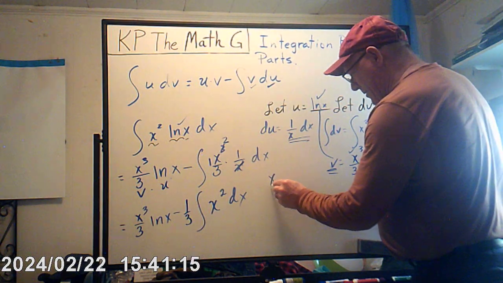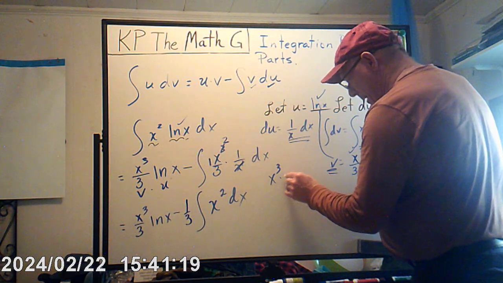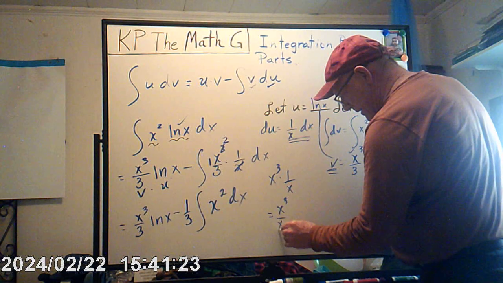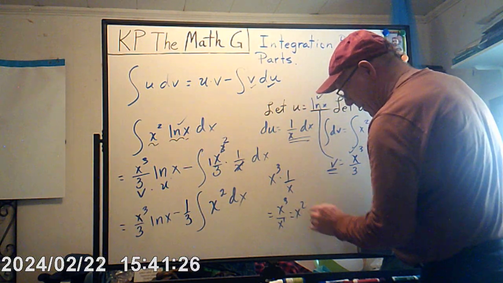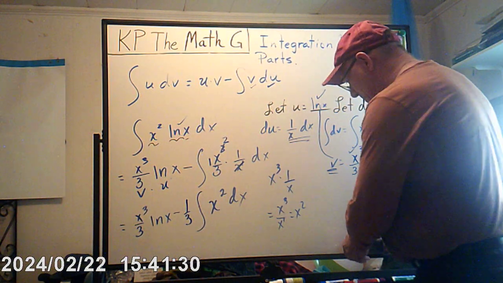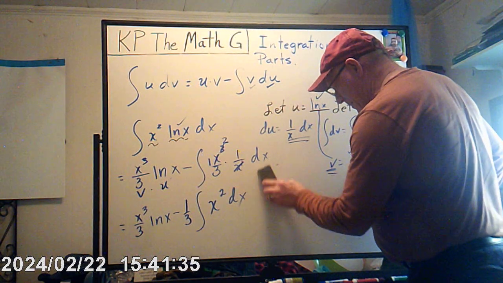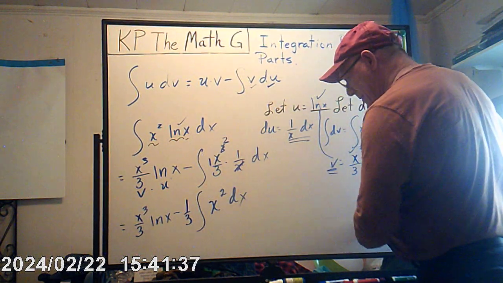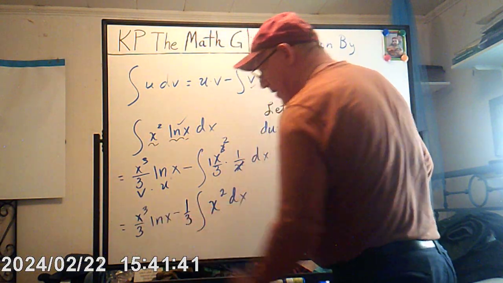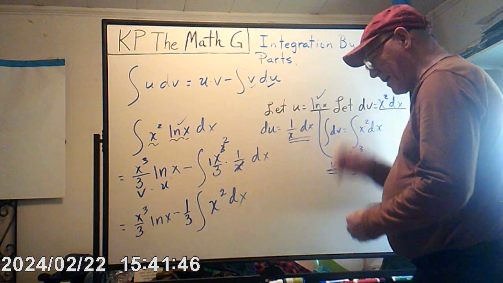So x cubed, I just put the 1/3 right there, times 1 over x is equal to x cubed over x, which is x squared. That's what you have to do there. I don't need this part here; I'm done with that. That's what you do when you work this out on the side.